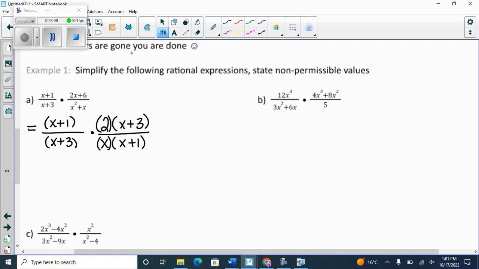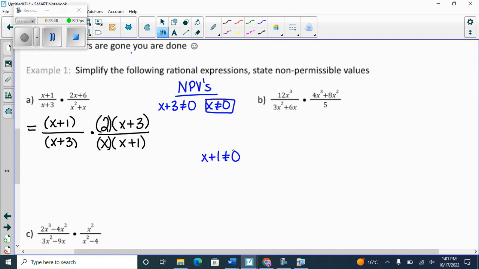How many brackets do I have in the denominators? 3. How many of them have variables? 3. How many NPVs am I going to have? 3. The number of brackets with variables equals the number of NPVs I'm going to have. So I say NPVs. And I have x plus 3 can't equal 0. I have x can't equal 0. That one's done already. And then I have x plus 1 can't equal 0. I'm just taking the 3 separate brackets and putting them not equal to 0.